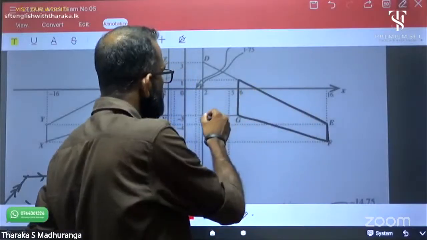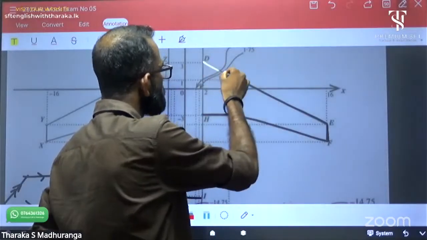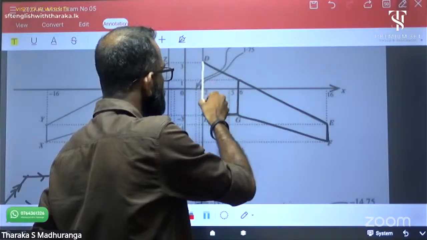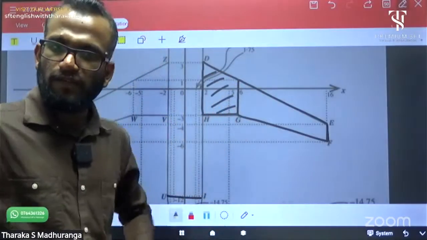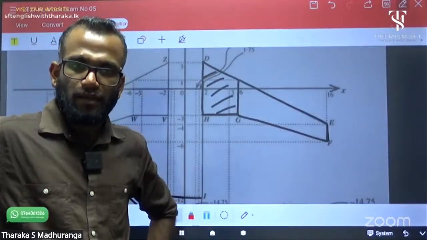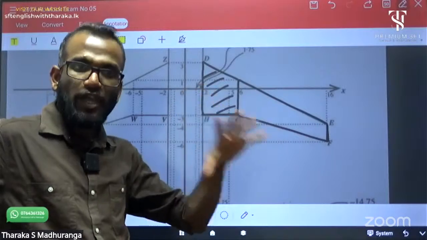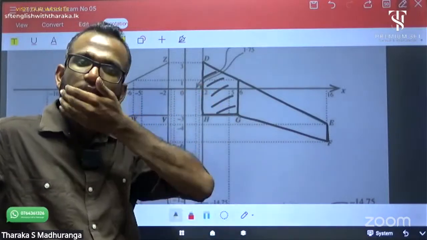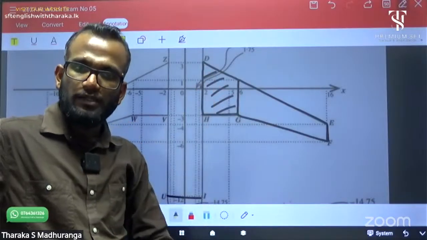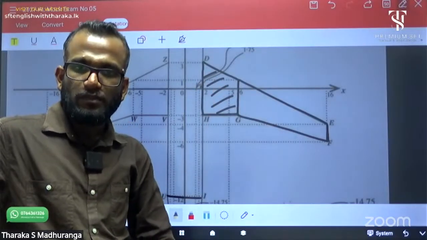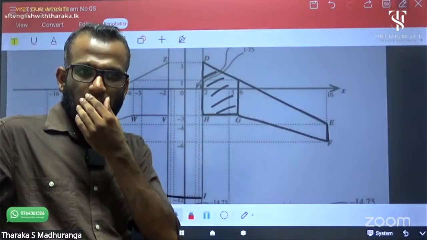And after that, what is the shape of this shaded part? If you take this remaining part as one object, one shape, what is the name of that? Nabil, what is the name of this shaded part? What's the name?